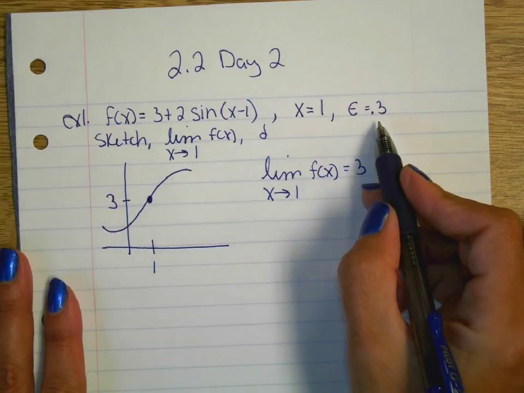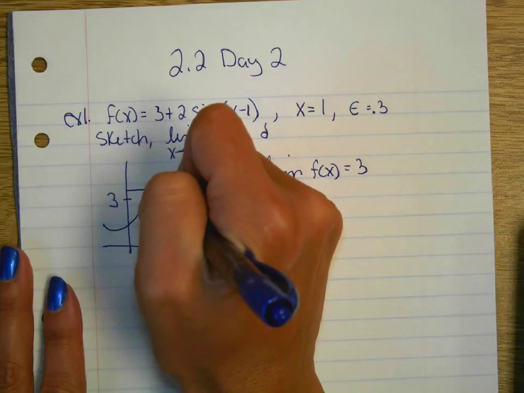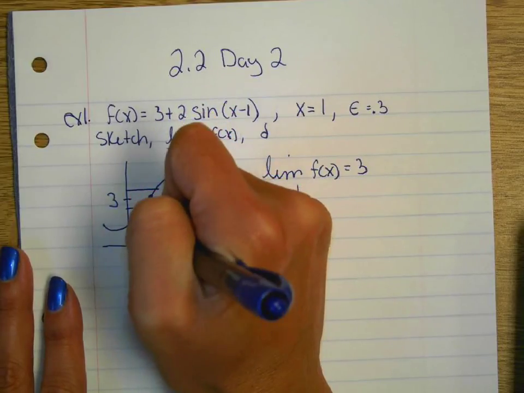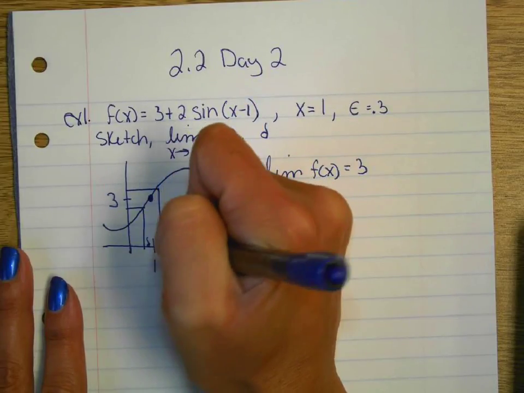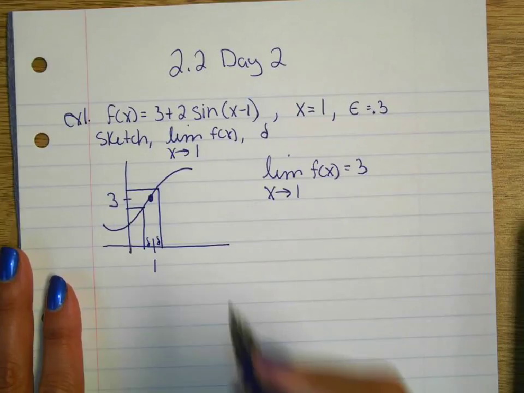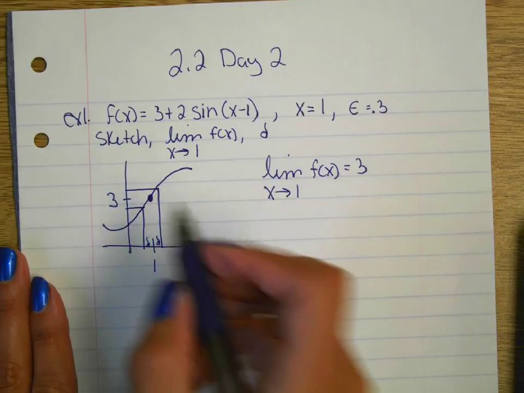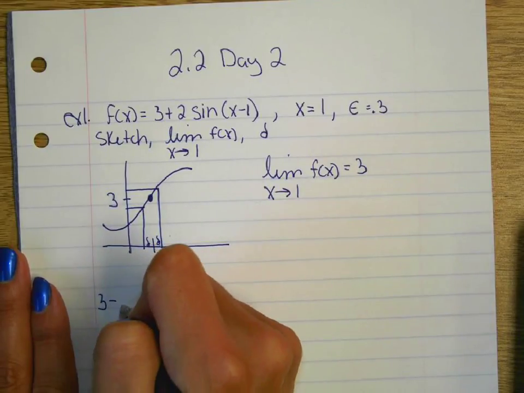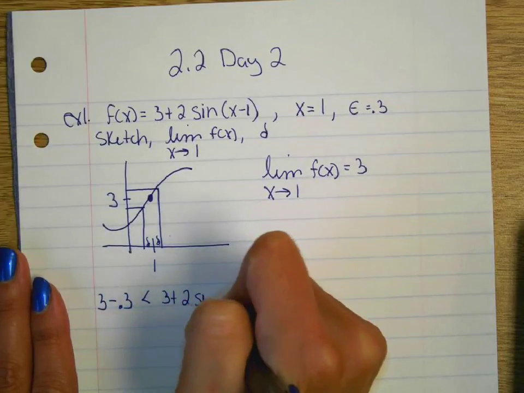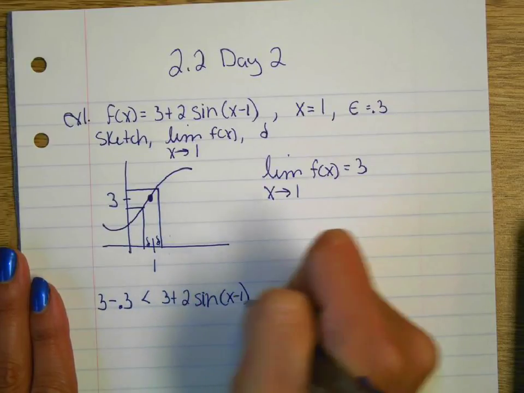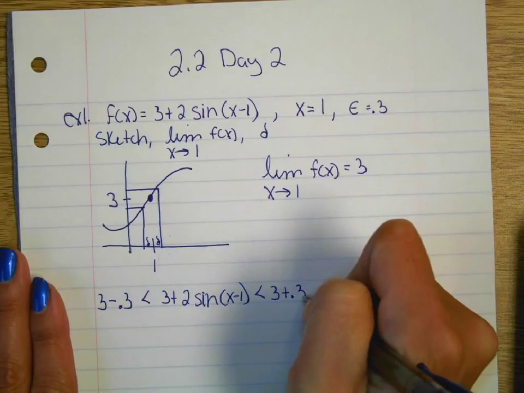So now we're going to set an epsilon window equal to 0.3. So I'll go 0.3 above and below. And we will find algebraically this delta value, whichever side is closer, if one is closer than the other one. Okay, so we set up our triple inequality. So it's the limit plus and minus the epsilon. So it's 3 minus 0.3 less than the function, less than the limit of 3 plus the 0.3 epsilon.